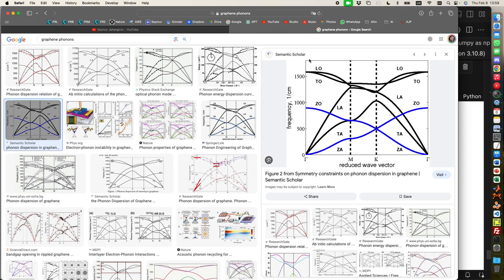Gamma, M, K, gamma, these are what, directions or?